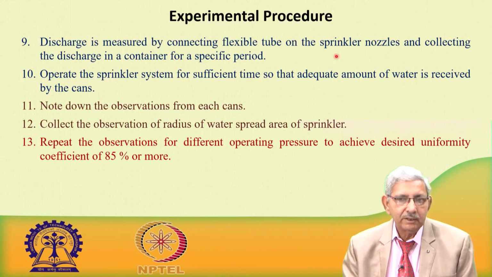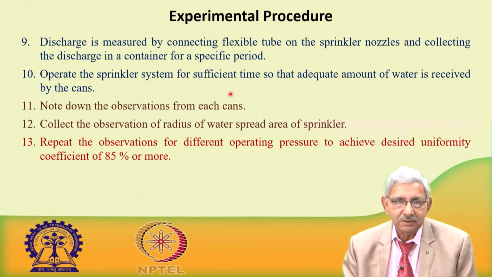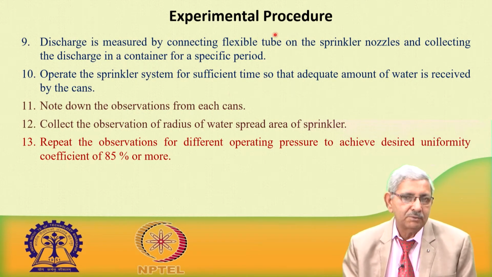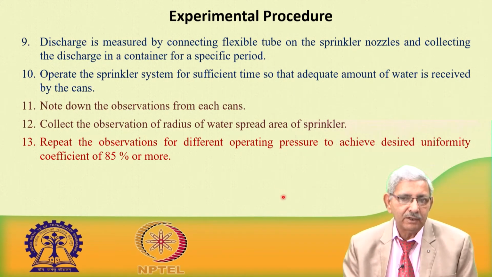Now, discharge is measured by connecting a tube on both the nozzles, the sprinkler range nozzle as well as the sprinkler spread nozzle. With the help of the tube, the discharge is collected in a can, and then for a given period we convert it into precipitation intensity form, that is, how much water has come out. Either in volumetric form or in depth form it can be converted, and then one can know the precipitation intensity.